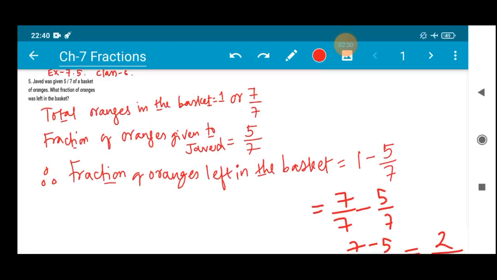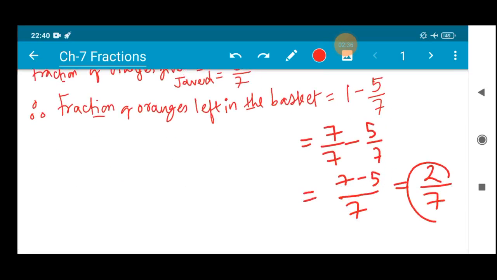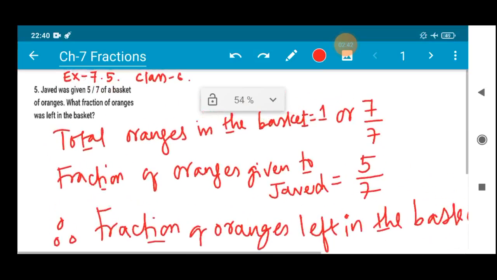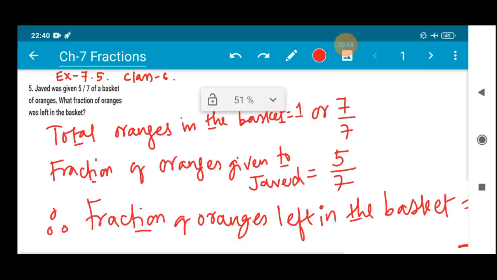Okay, so that means out of 1, this much has been used, and what was the left out oranges? It is 2 by 7. Okay, so with this we are over with question number 5. I hope you understood the thing.